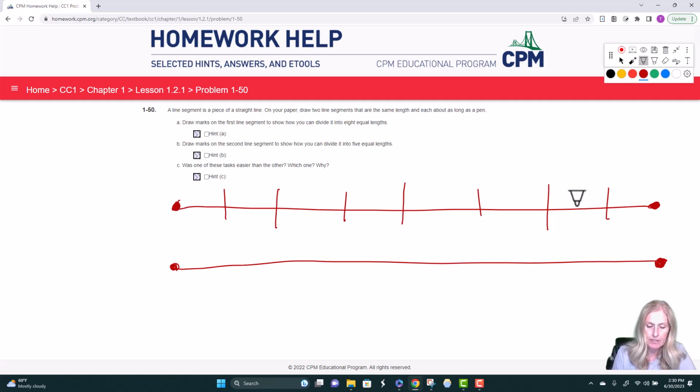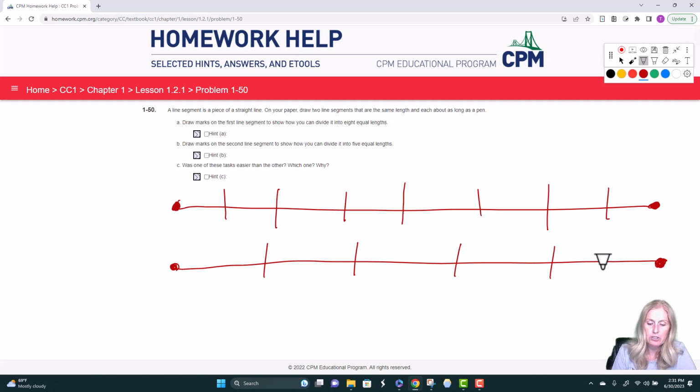Okay. The next one we want to divide into 5 equal parts. Let's see, maybe 1, 2, 3, 4, and 5. Seriously, not perfect, but not bad. That's 1, 2, 3, 4, 5. And see, it says, was one of the tasks easier than the other? Which one and why? Yeah, definitely.